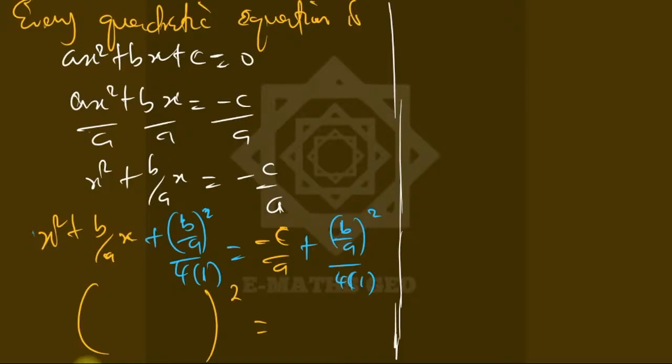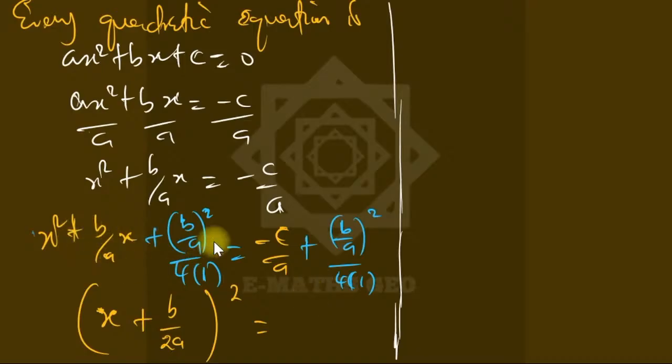Now the value here is plus, so it's always plus. The square root of x squared is x. The square root of b over a, all squared, is b over a. The square root of 4 is 2. So I now have b over a over 2, which is b over 2a. Do you see it's easier now?